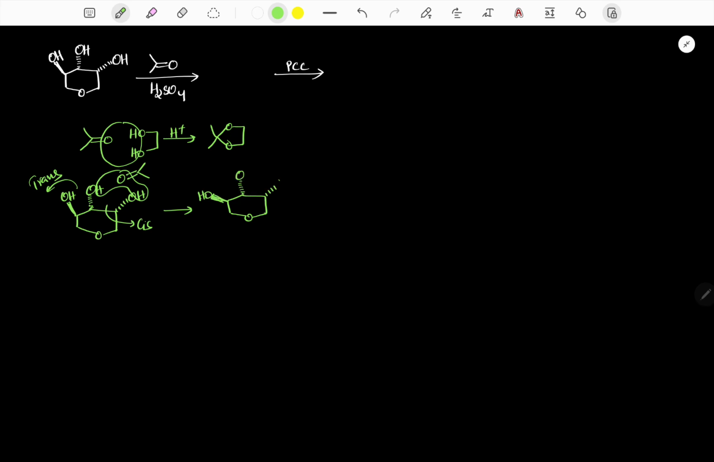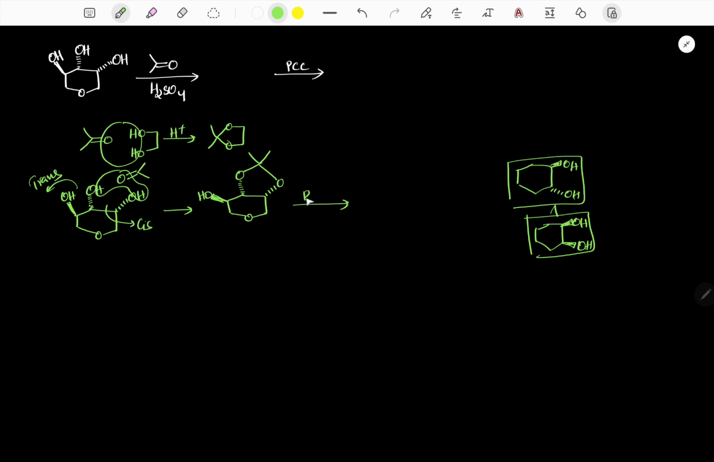Because in the cis part, two OH groups are on the same side, therefore we can remove the water or the ketone undergoes reaction easily. If both groups are on opposite sides, that reacts slowly. So here cis is more reactive than trans. Because of geometry, cis is more reactive. So therefore, it is our final product.